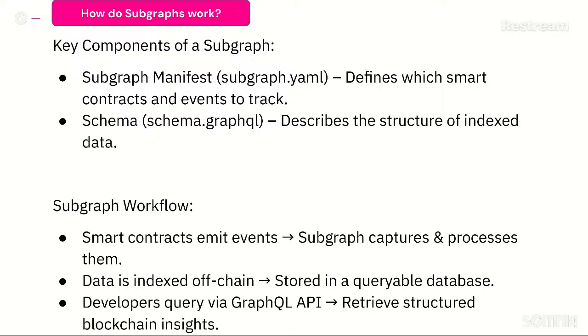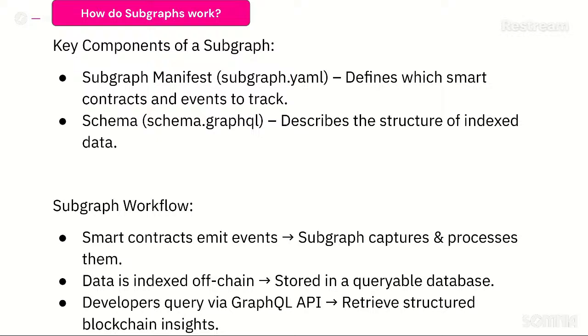So the workflow, if you cast your mind back to the image that I shared, you have the user interface and then you have the network, right? And then you have the subgraph service sitting pretty in the middle. So the workflow is that you first of all have to have a smart contract that has been deployed and it's emitting events before you'd set up a subgraph service for that smart contract. When you set up a subgraph service for that particular smart contract, the subgraph captures and processes all of that data and then indexes it off chain in a queryable database.